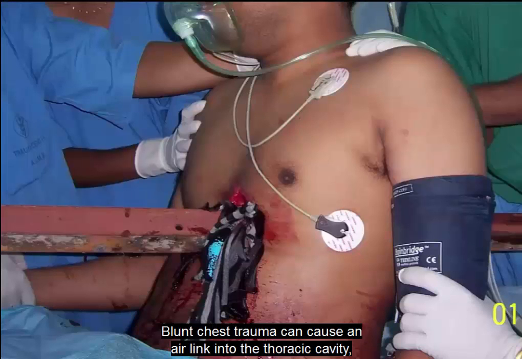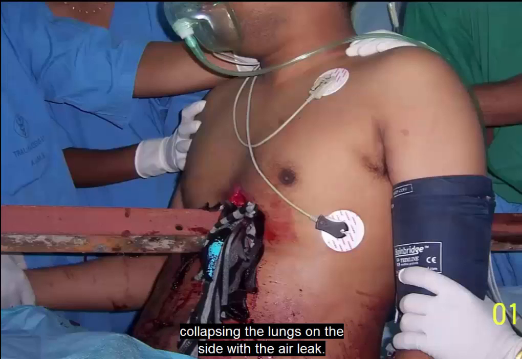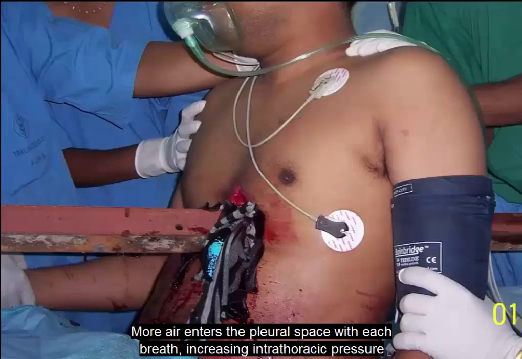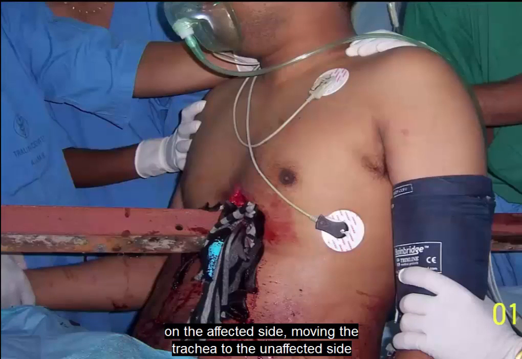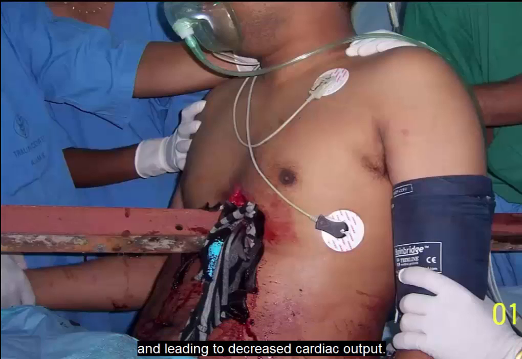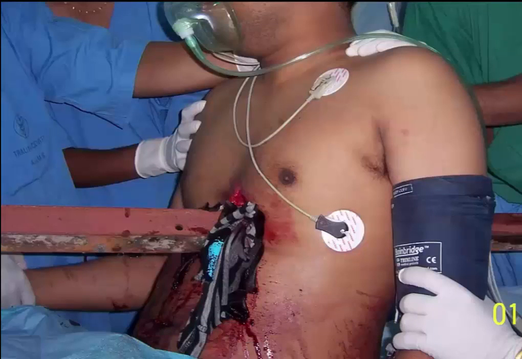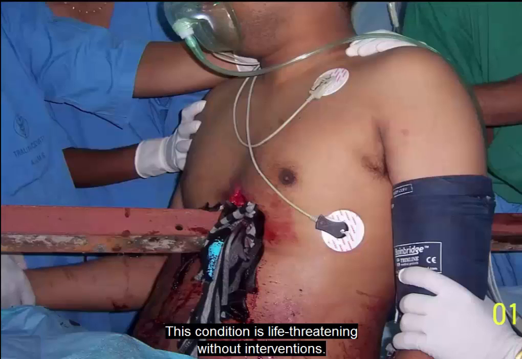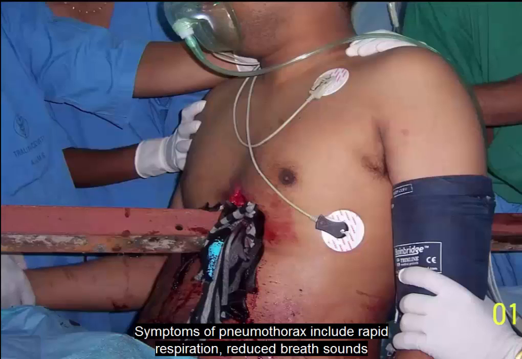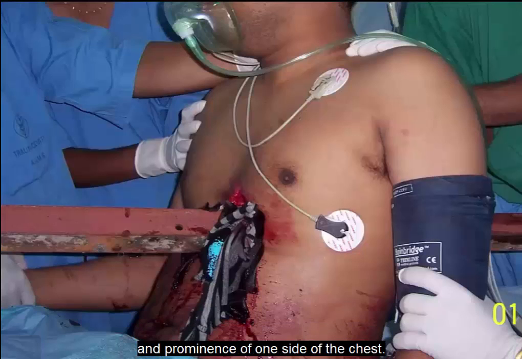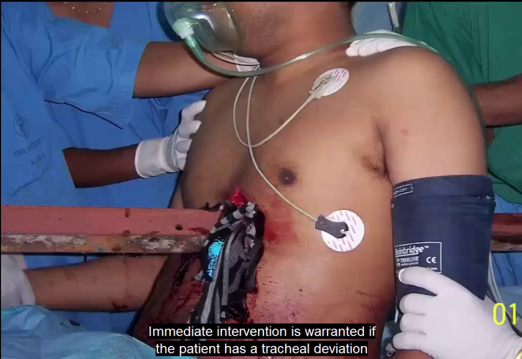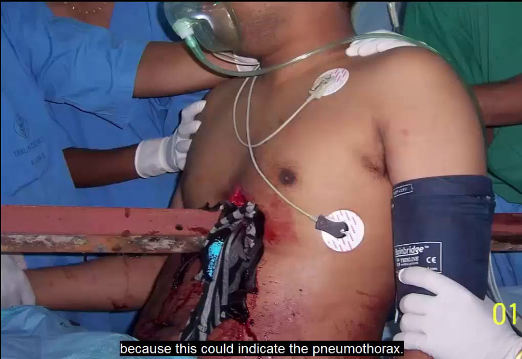Blunt chest trauma can cause an air leak into the thoracic cavity, collapsing the lungs on the side with the air leak. More air enters the pleural space with each breath, increasing intrathoracic pressure on the affected side, moving the trachea to the unaffected side and leading to decreased cardiac output. This condition is life-threatening without interventions. Symptoms of pneumothorax include rapid respiration, reduced breath sounds on the affected side, dyspnea, decreased oxygen saturation, tracheal deviation, and prominence of one side of the chest. Immediate intervention is warranted if the patient has a tracheal deviation because this could indicate the pneumothorax.